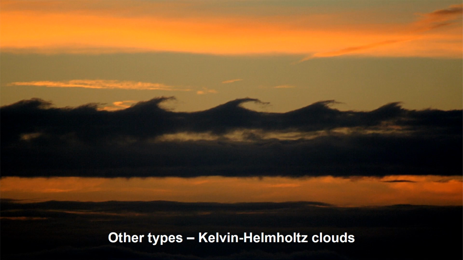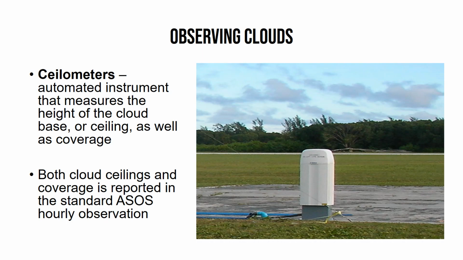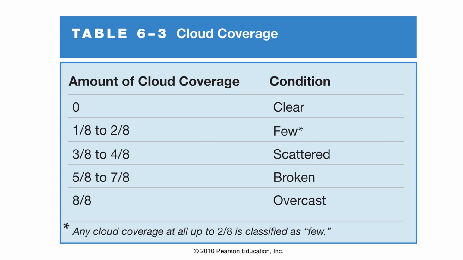So knowing these cloud genera or cloud species, how do we observe clouds? We have one instrument that we call ceilometers. These are automated instruments that measure the height of the cloud base or ceiling as well as coverage. Both cloud ceilings and coverage are reported in the standard ASOS hourly observation.